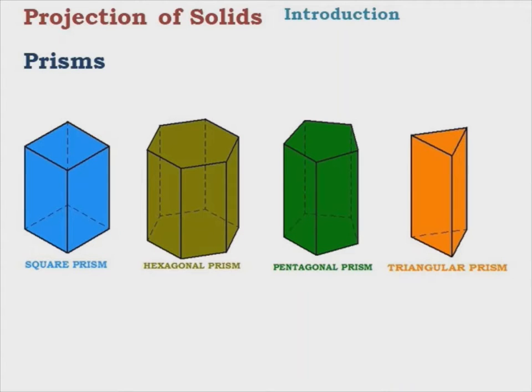These are examples of prism. Based on the shape of their top and bottom bases, they are named as square prism, hexagonal prism, pentagonal prism, triangular prism.